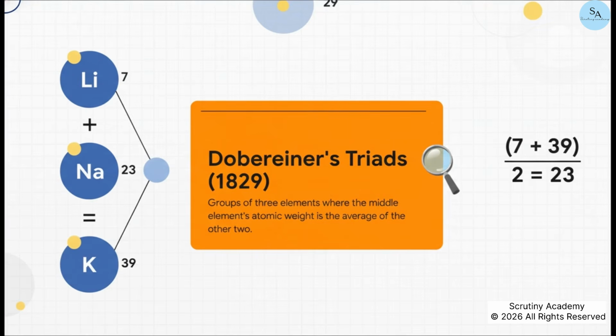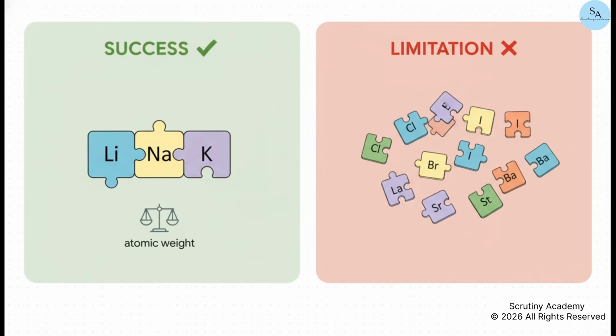Okay, so the first real clue popped up way back in 1829 from a guy named Johann Wolfgang Dobereiner. He started noticing that you could group certain elements into threes, and he called them triads. And here was the really cool part, the key insight. The atomic weight of the element in the middle was almost the perfect average of the other two. Kinda neat, right? So the big win for him was proving there was some kind of link between an element's atomic weight and its properties. But, and here's the catch, this is what you need to remember for your exam. It was super limited. It only worked for a handful of element groups. Its key failure was that it just wasn't a universal law.